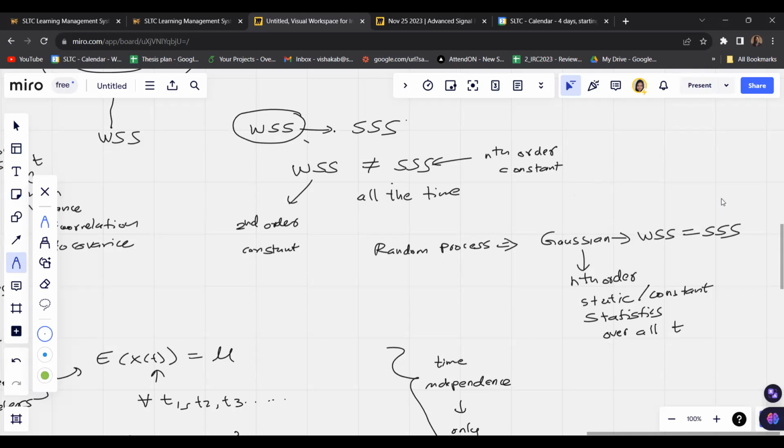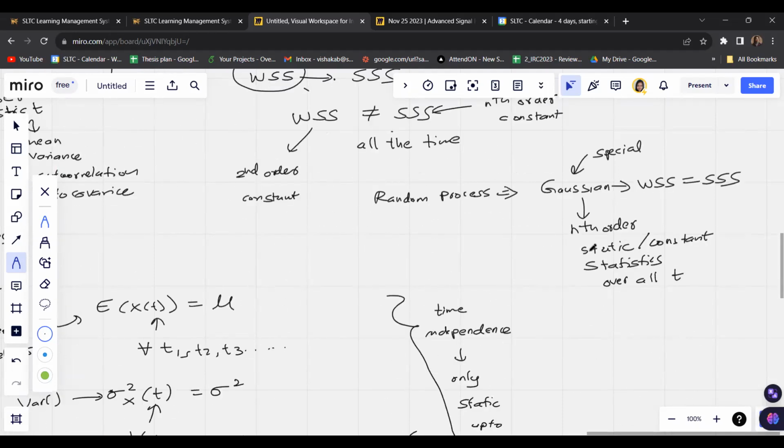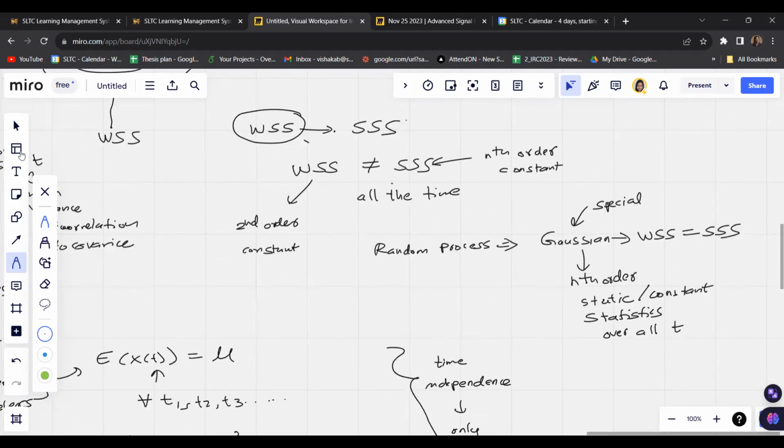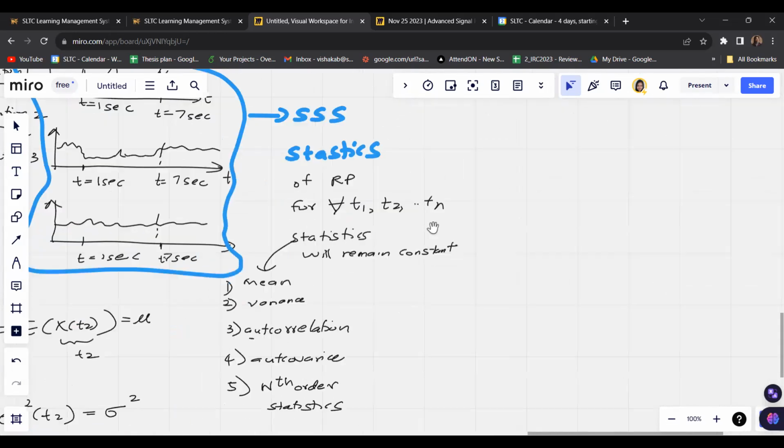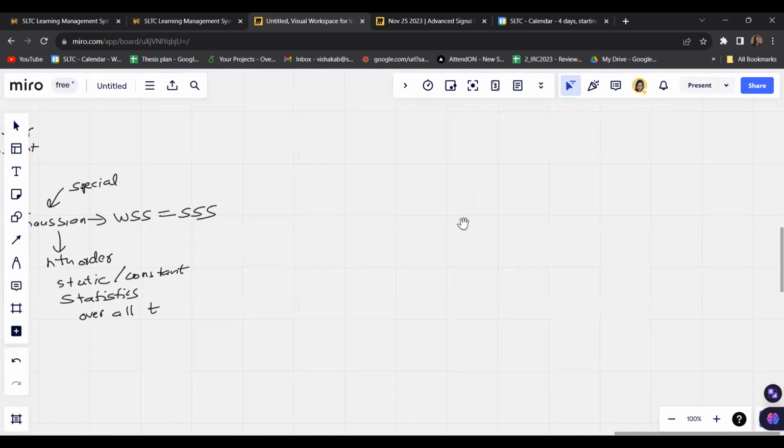So the Gaussian random process is a special random process. It has special distribution features, mean and variance. Those statistics are very nice, and they are such that the statistics will be constant up to nth order over all the time instances. And that is the discussion I have had up to now regarding wide sense stationary and strict sense stationary processes.